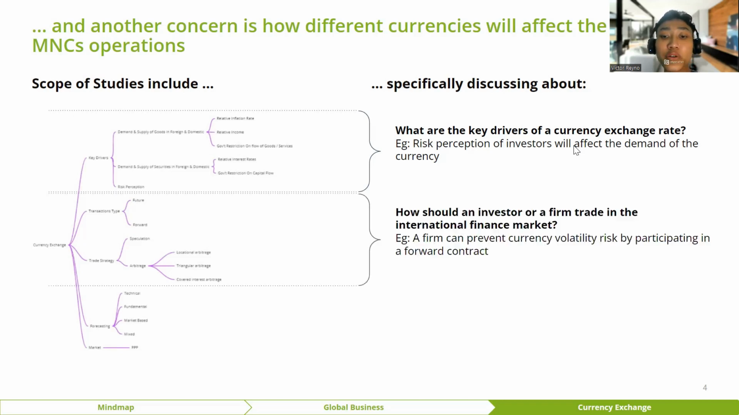The second, we're going to discuss transaction type and trade strategy. Primarily, how should an investor or a firm trade in the international financial market? There are two transaction types. The first one is futures. The second one is forwards. Primarily, both transactions are contracts that tie one party and another to trade at a specific price and at a certain time.